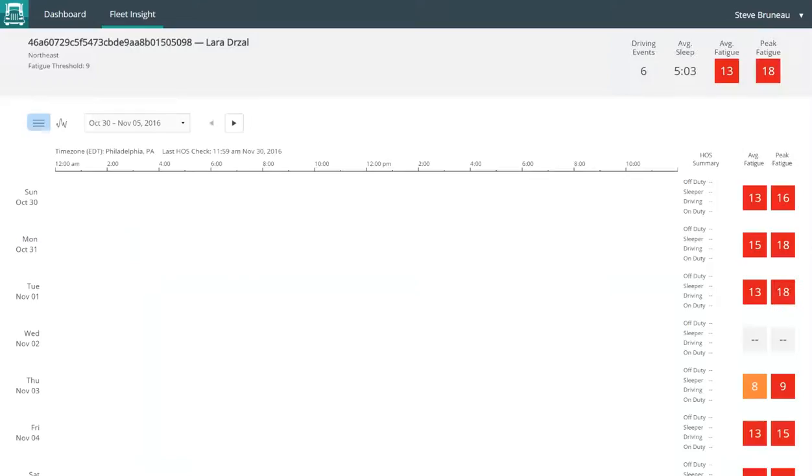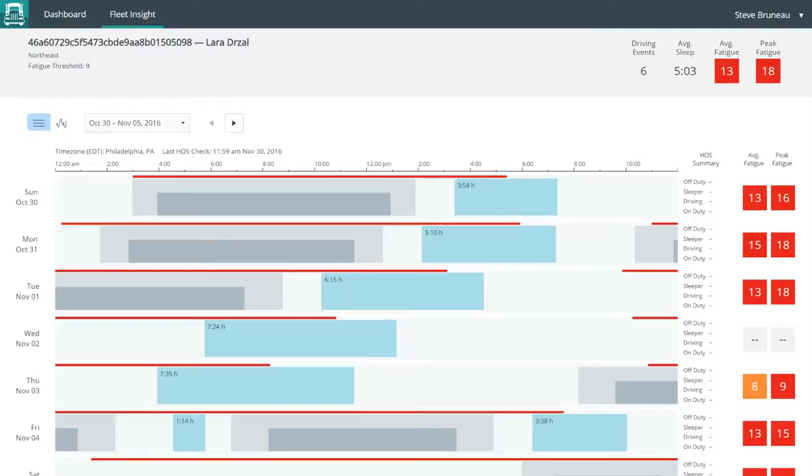So I'll click here at Lara, and what I'm presented with is the representation of their daily logs. And you can see there's a lot of red on this slide because this driver has a lot of time above the fatigue threshold. So what you see is this block, light gray represents on duty, dark gray represents driving, and blue represents our system's estimate of when this driver likely slept. And what you see here as the blue is shifting from right to left day by day is this driver's work pattern is shifting.